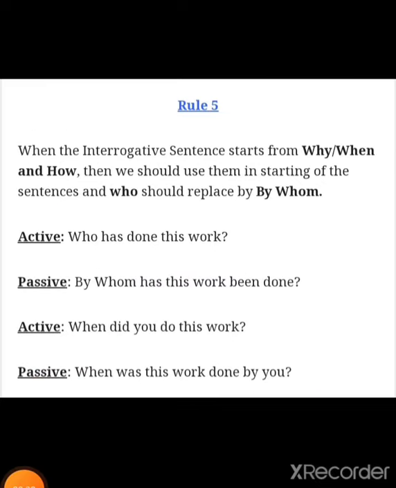Now let us move to rule number 5. If the interrogative sentences in active voice start with why, when, how, who, then how will you write this kind of sentences in passive voice? Let me discuss this. So look at the first example. Who has done this work? So here we are not starting these sentences with any kind of auxiliary verb like we have done before. I am not starting with words like am, is, has, have, shall, will.